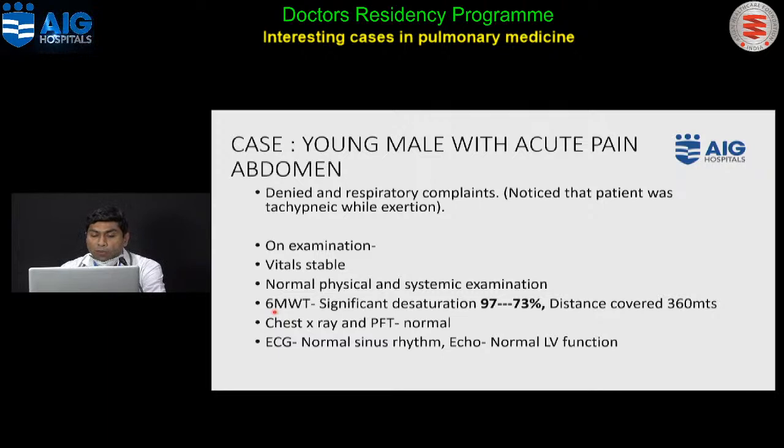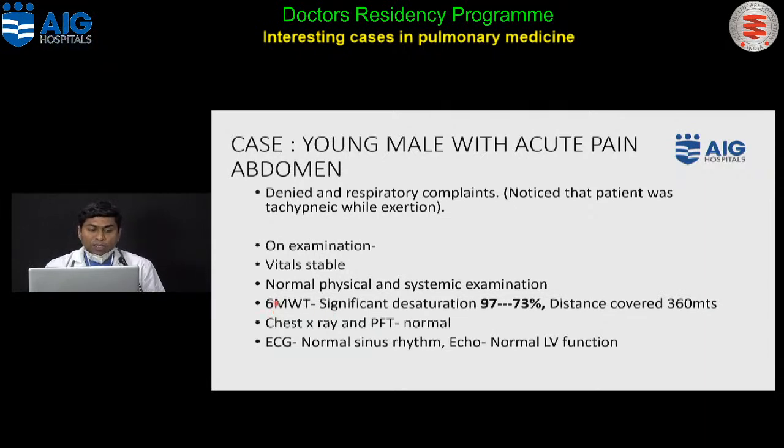Okay. Suppose you feel that the current distance is 360 meters, and next time when the patient comes, if it improves to 400 meters, that is a sign of improvement. So we look at both clinical improvement and objective improvement of the patient to decide whether a therapy which has been given to a patient is working or not.